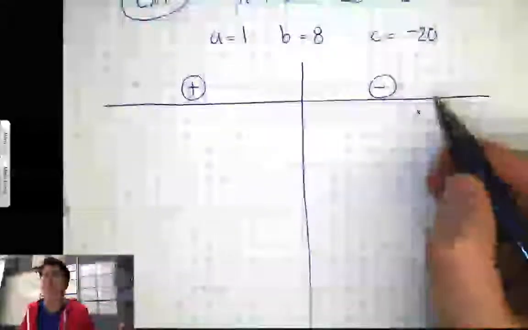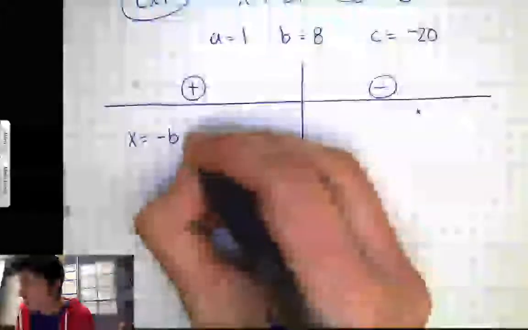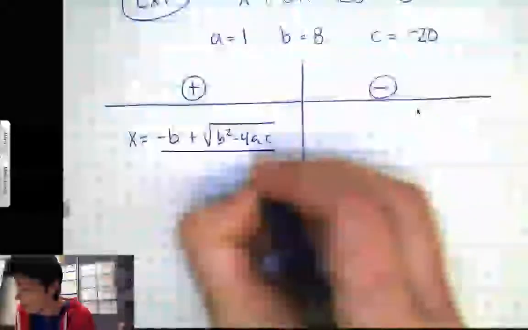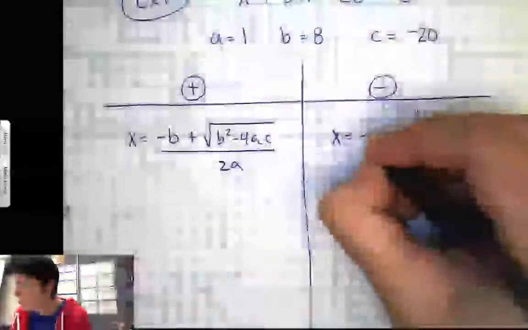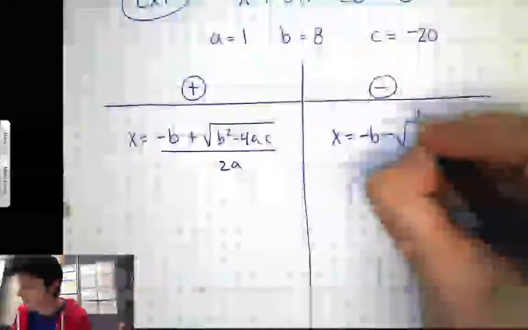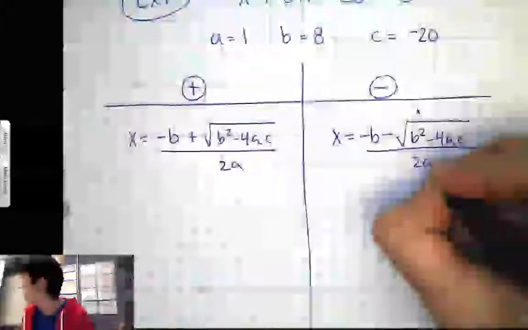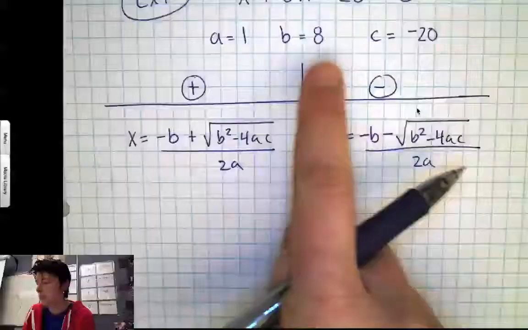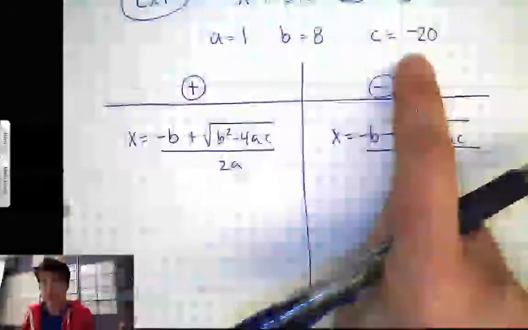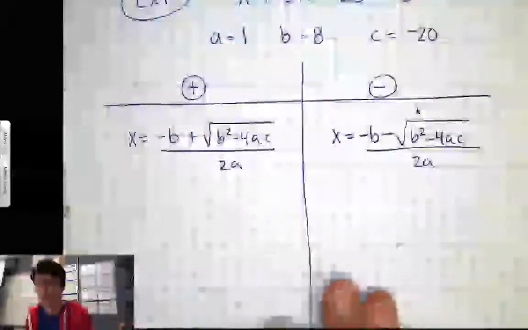And what I'm going to do is I'm going to try and show my process as best I can here. I'm going to write x equals negative b plus the square root of b squared minus 4ac all over 2a. That'll be on this side. And then over here I'm going to write x equals negative b minus the square root of b squared minus 4ac all over 2a. And then I'm going to go through each one of these, substituting in a equals 1, b equals 8, and c equals negative 20 into both of these equations. Why don't we just do one side first and kind of go through that a little bit.